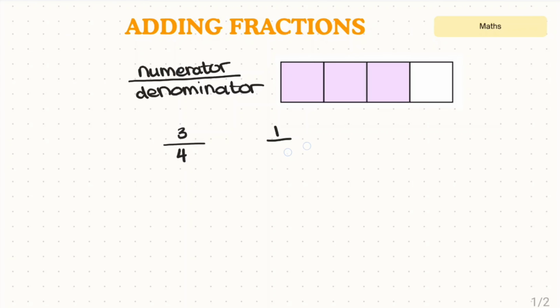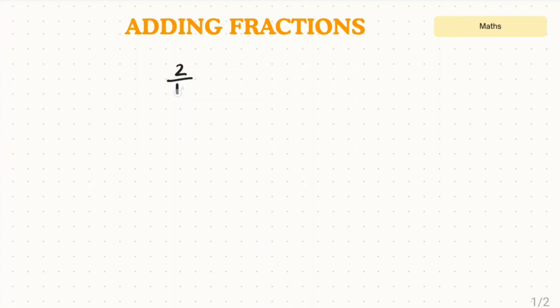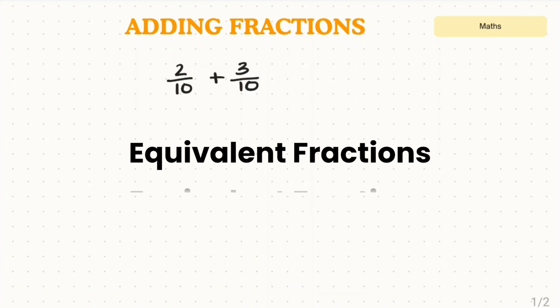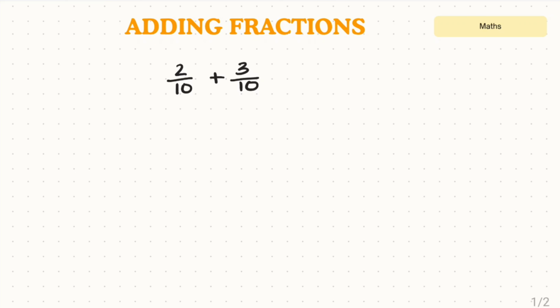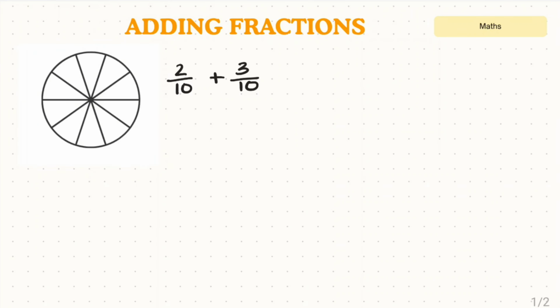Okay. Back to the original question. What is 2 over 10 plus 3 over 10? Now, the answer I gave you was a half. It's the correct answer, but our answer looks different because of something called equivalent fractions. So to understand this, I'm going to use a diagram.